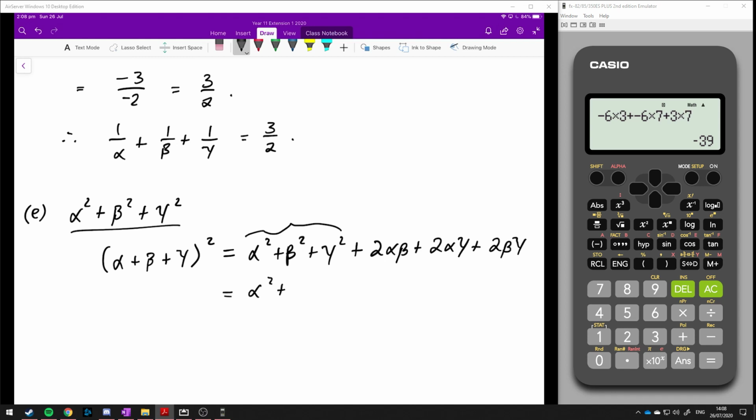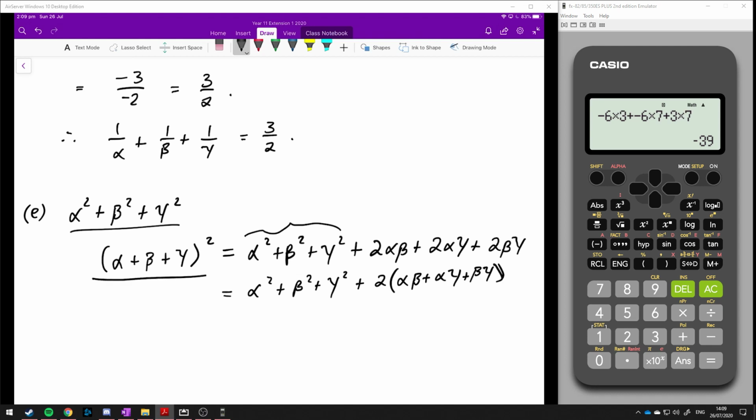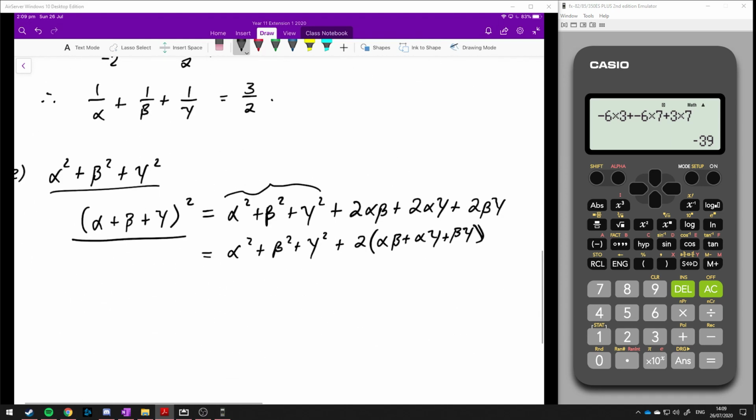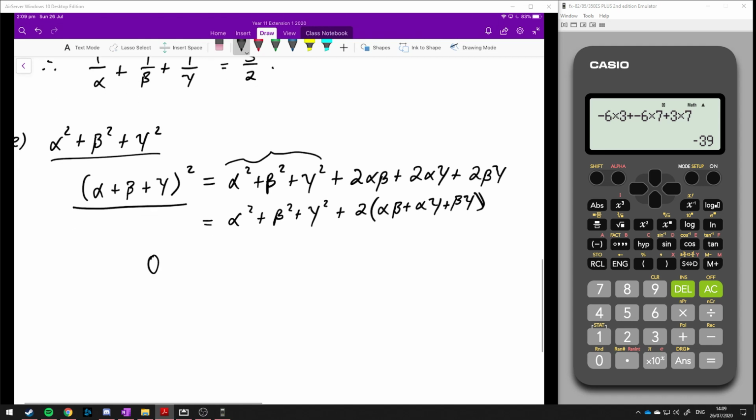What we can do, though, is take a factor of 2 out from here, and what we're going to be left with is the sum of the products, the sum of the doubles, okay? And we can work out what this side is, because this is just the sum of them, squared, so 0 squared. So alpha plus beta plus gamma is equal to 0, so this is saying 0 squared is equal to alpha squared plus beta squared plus gamma squared plus 2 lots of the sum of the products.